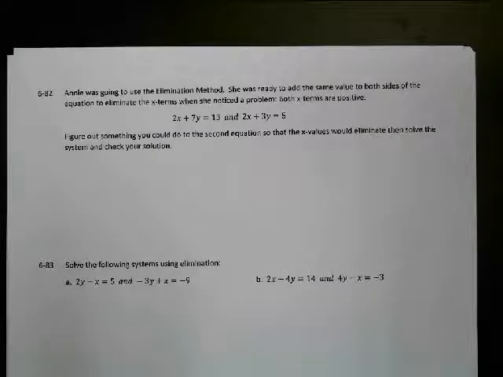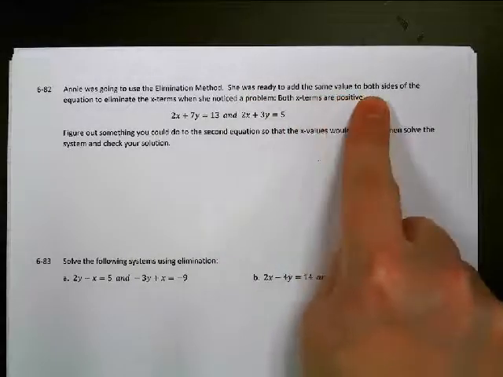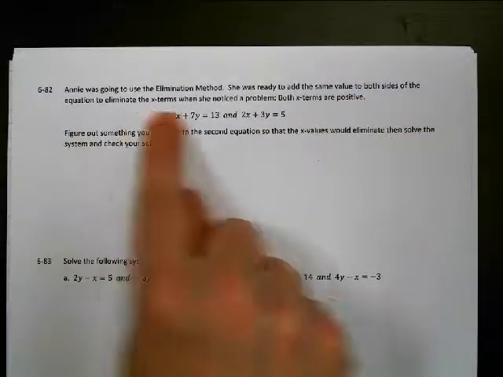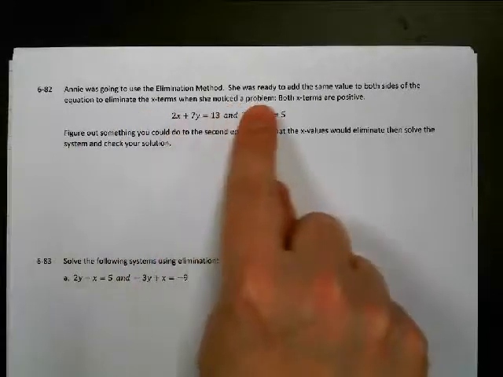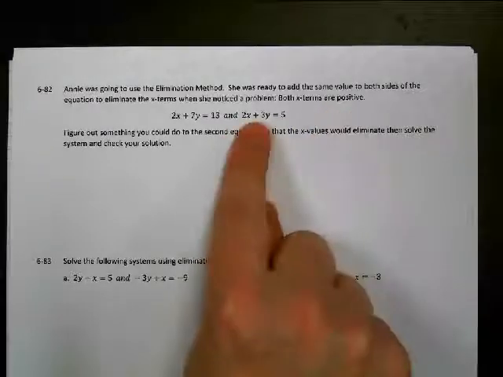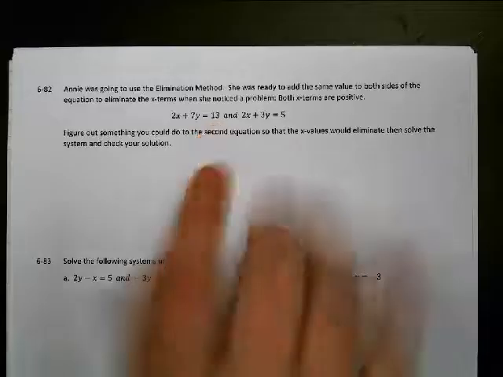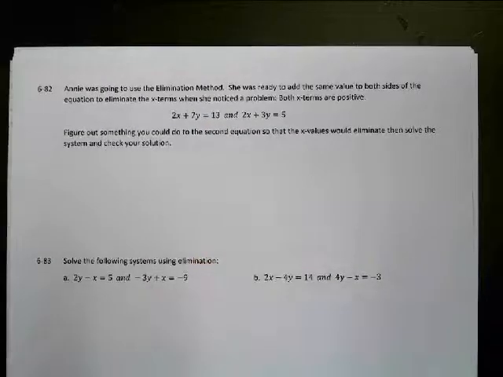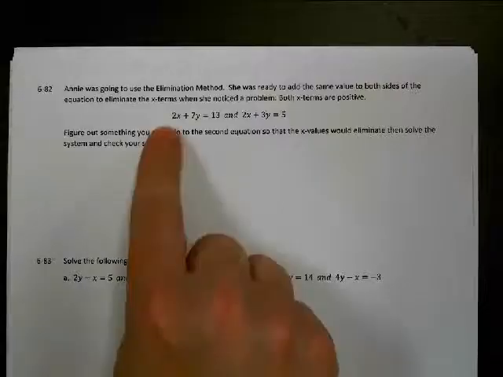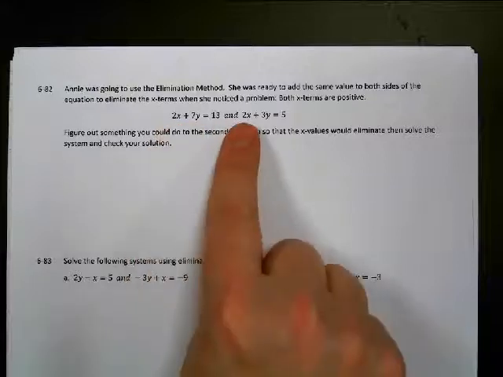All right, so Annie was going to use the elimination method, and she was ready to add the same value to both sides of the equation to eliminate the x terms when she noticed a problem. Both the x terms are positive. They're not opposites. So if she adds this to this side and 5 to the other side, the x's don't eliminate each other. So what can we do to fix this? Well, if I want the x's to eliminate, this one would have to be positive 2x, and this one would have to be negative 2x. I can actually fix that.